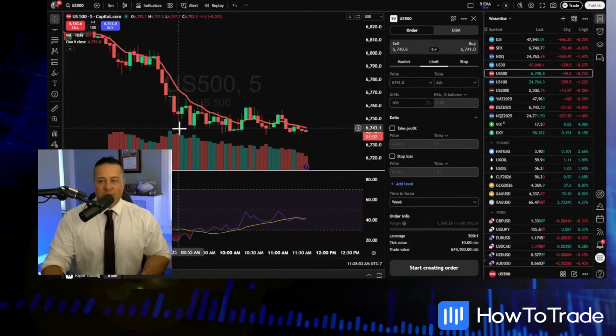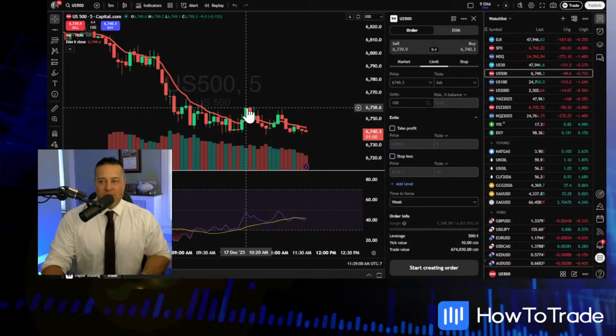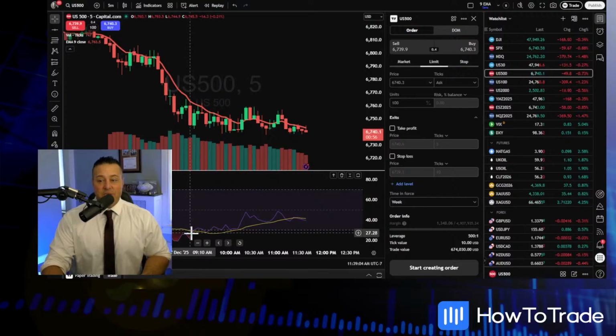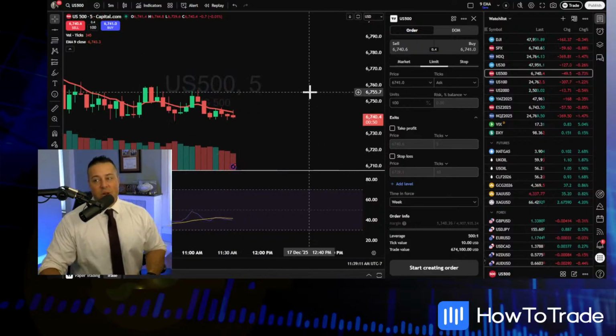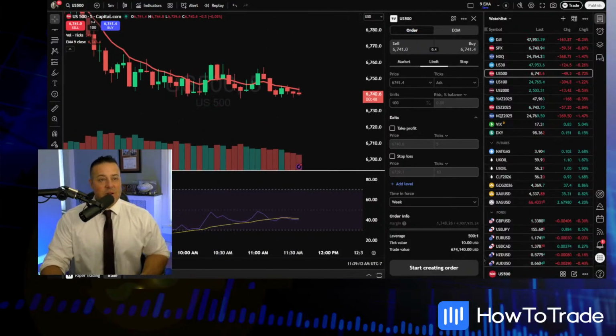We could have had a trade back here potentially, right in here. Maybe right there, but probably right here. But that was a while ago, so that would have been early session. Probably would have got stopped out right there. So for right this minute, we're looking for one. It's just not showing up, guys.